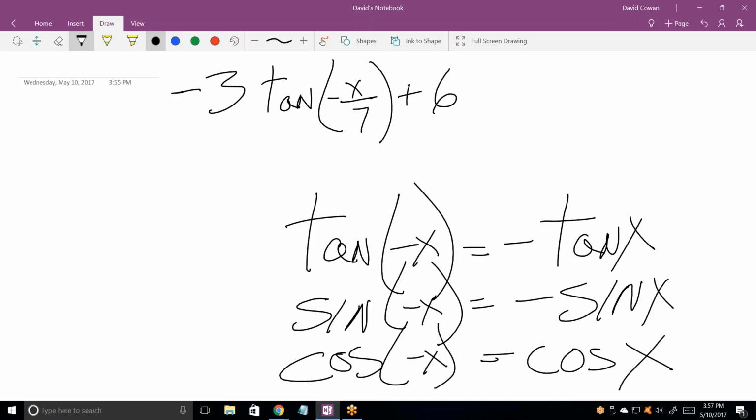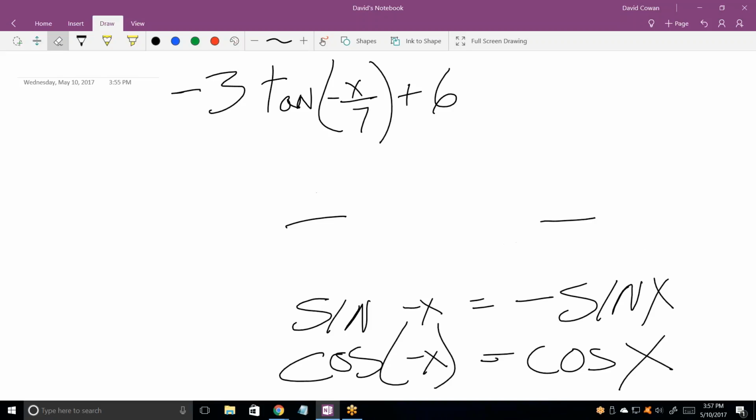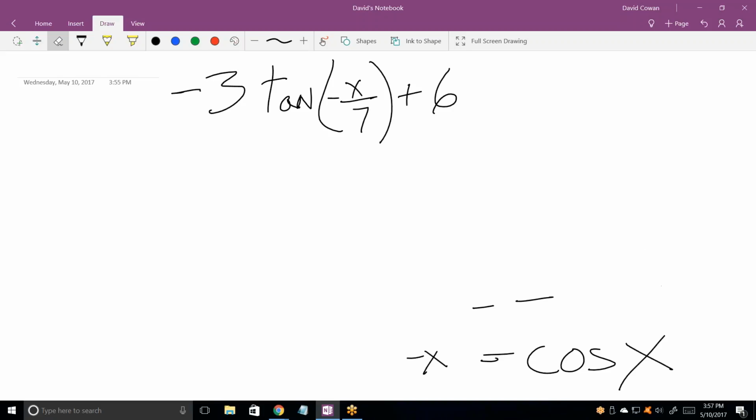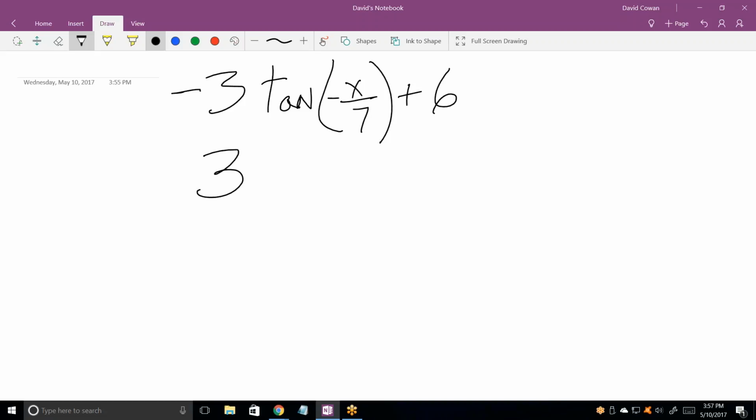So one thing I can immediately do here is take away that negative sign. Since the tan of minus x is equal to minus the tan of x, this whole thing gets a little simpler if I can get rid of all these negative signs. So this becomes the same as the tan, and I'm going to write this as 1/7 x, because then it's easy to see that 1/7 is a horizontal stretch factor.